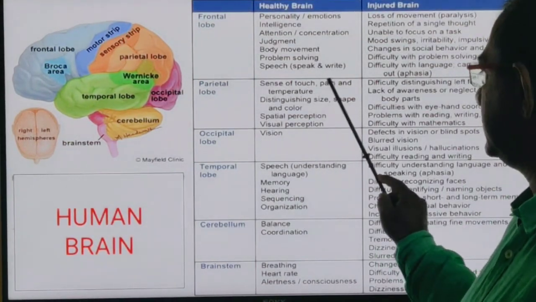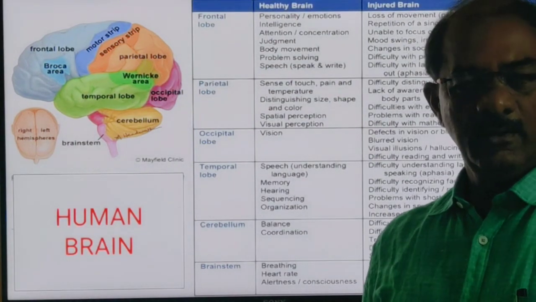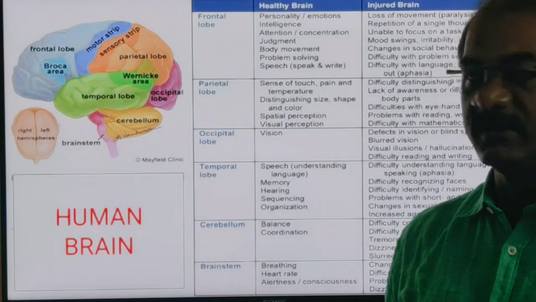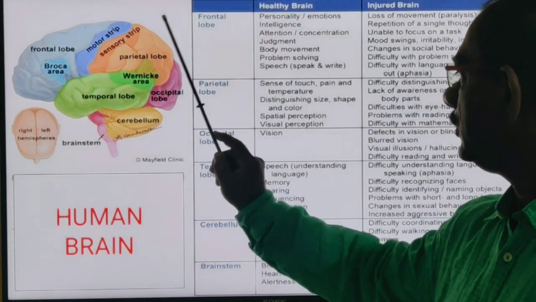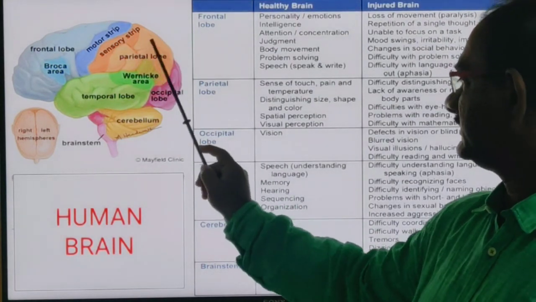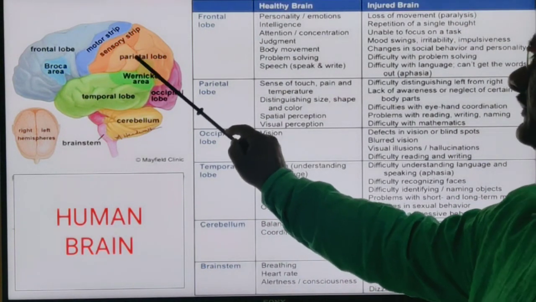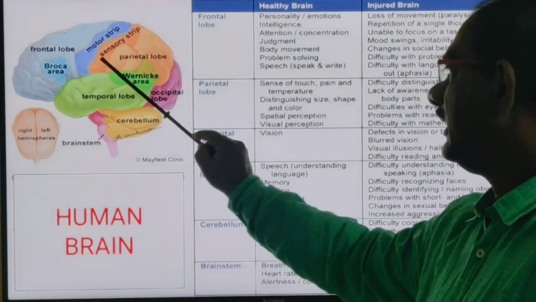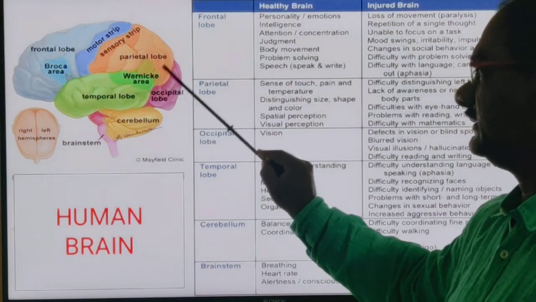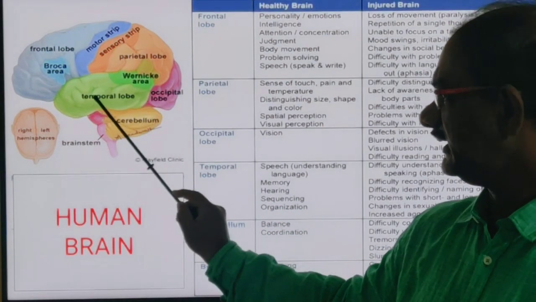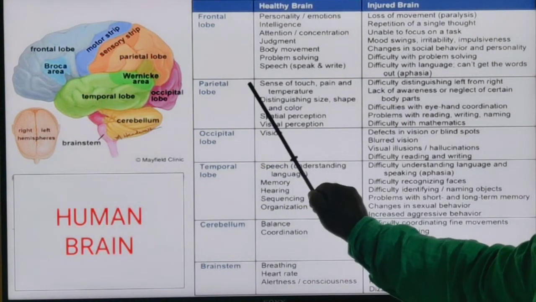The parietal lobe handles the sense of touch, pain, pressure, and temperature; that controlling center is present in the parietal lobe. It also distinguishes a person's size, shape, and color. Spatial perception and visual perception also occur in this region. One is the sensory area, another is the association area. So these areas are present in the parietal lobe.